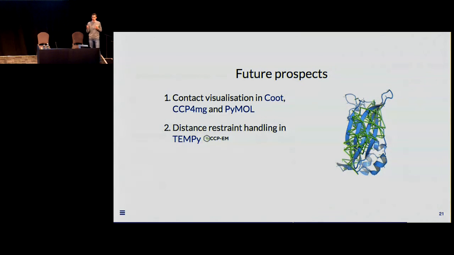A second example, not necessarily applicable to all of you, is that we're also working with the developers of Tempe in the CCP4 package, and they're very interested in using ConKit to handle distance restraints within their package. And hopefully this list will expand as ConKit becomes available and developers integrate it into their software.